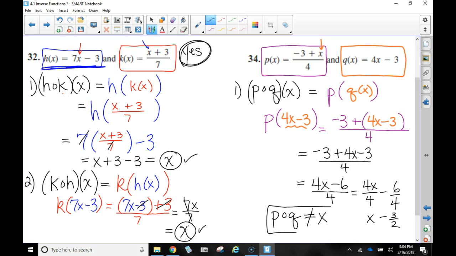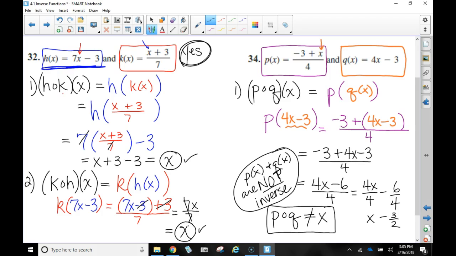So since P composition Q is not equal to x, that means that these things are not inverses. So I would say P of x and Q of x are not inverses. Okay, or I'd say inverse functions. Or you know what, I might just say no. Okay, if it asks are those inverse functions or not. No. Okay?